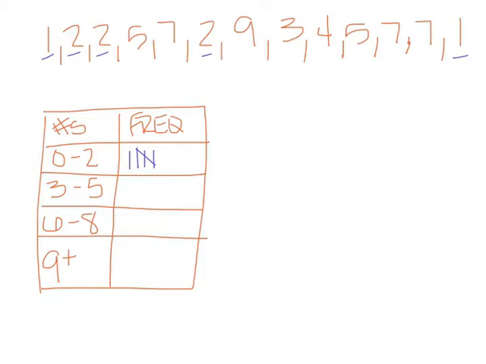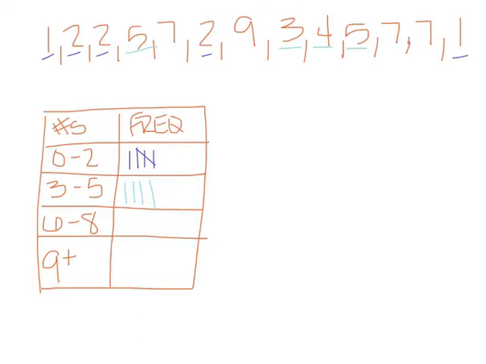So now let's look at our next category, which would be 3 through 5. So that would include the numbers 3, 4, and 5. Okay, so we have 3 of those. Now look at the numbers 6 through 8. So we have, oh, wait, go back. I missed a 5. Right there. So we actually have 4 in that column.